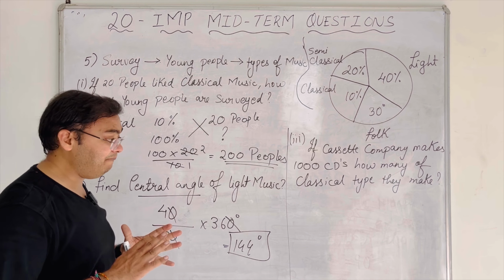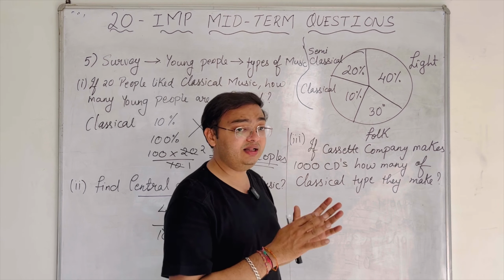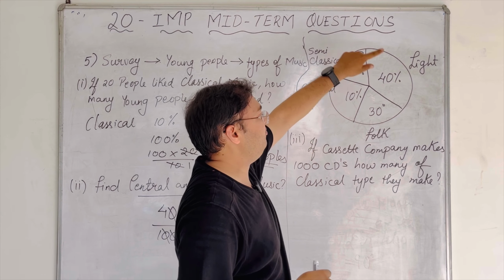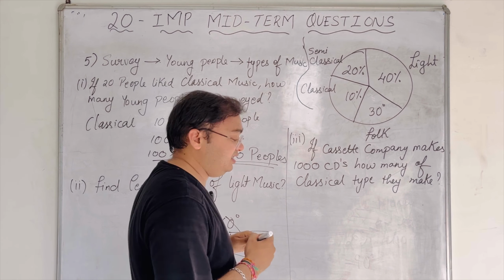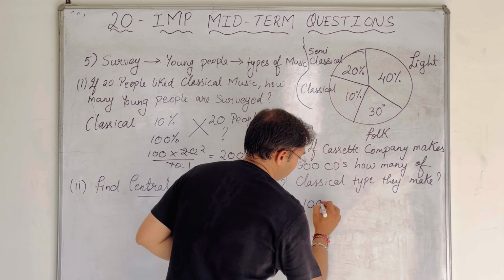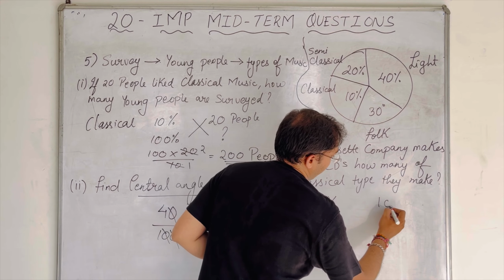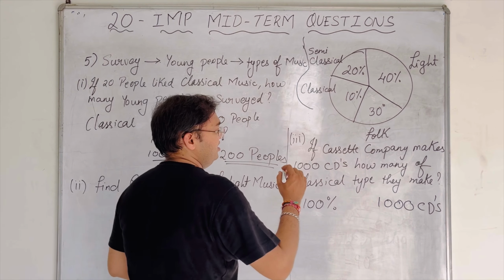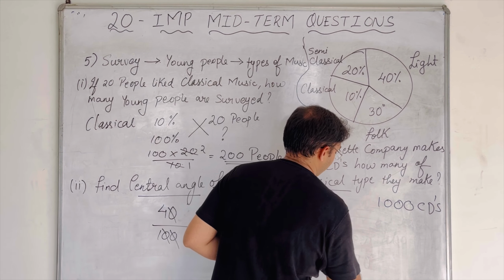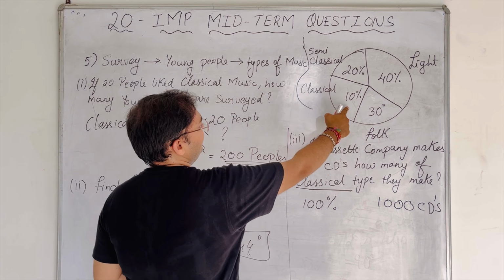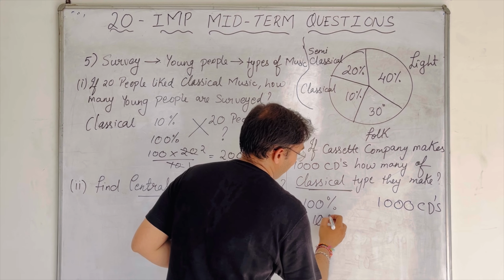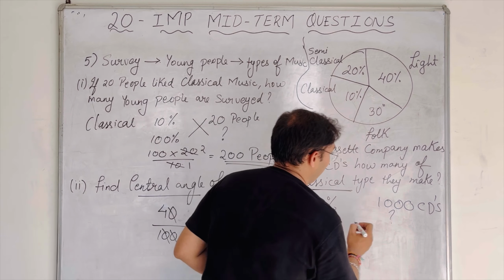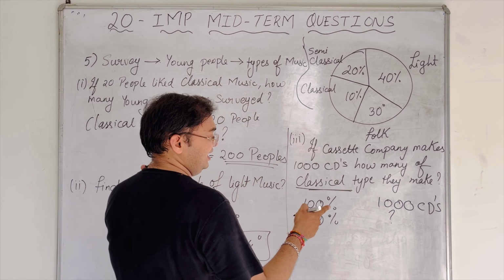That means the company is going to prepare 1000 CDs for all the types of music, and all the types of music together in percentage are 100 percent. That means for 100 percent a company is going to prepare 1000 CDs, and we have to find the number of CDs made for the classical type. And how many classical types are there? 10 percent. That means 10 percent equals how many CDs the company has made, because how many of the classical type they have made.